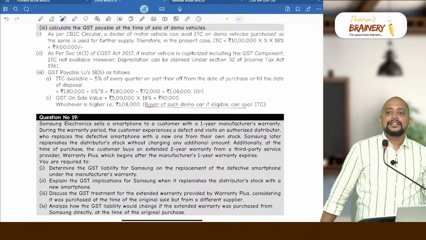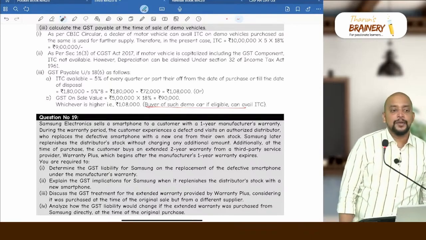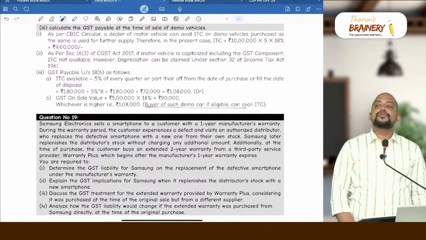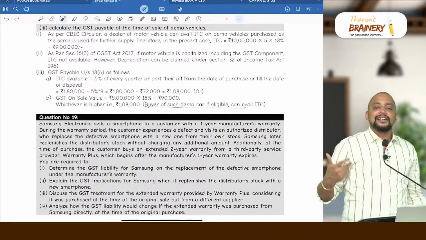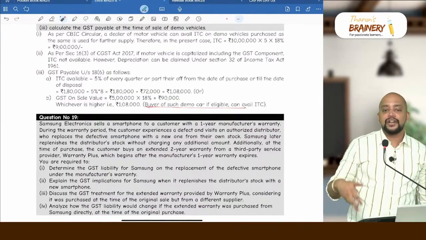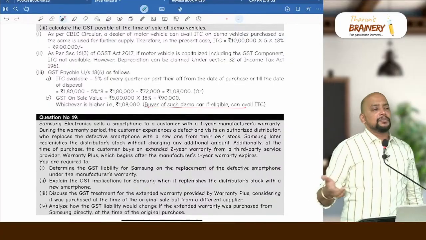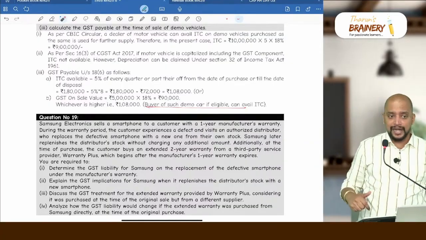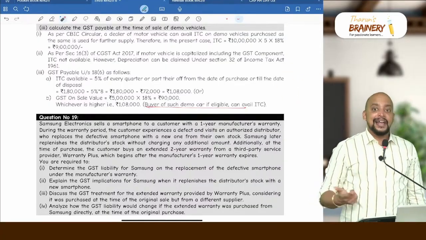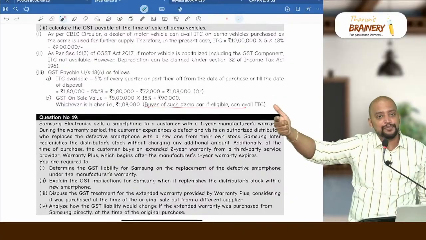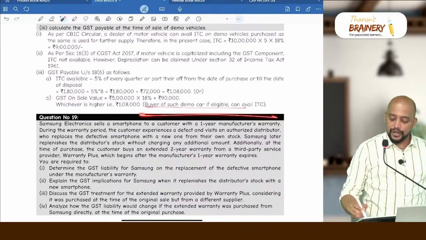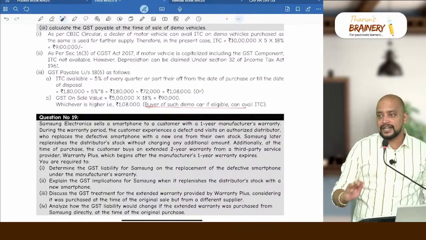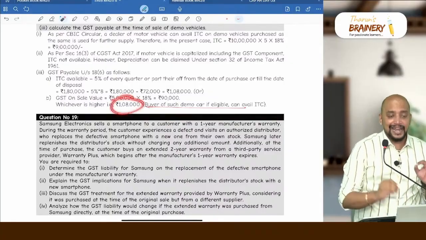Of course, yes. They can avail ITC if eligible, because basically all these demo vehicles are purchased by travel agencies. For travel agencies, they don't mind whether it is a used one or a new one. They will buy because it will be available at a very cheap rate. They will be purchasing it, and they are in the business of transportation of passengers. So definitely they can take ITC. So the buyer of such a demo car, if eligible, can avail ITC with respect to this 1,08,000.